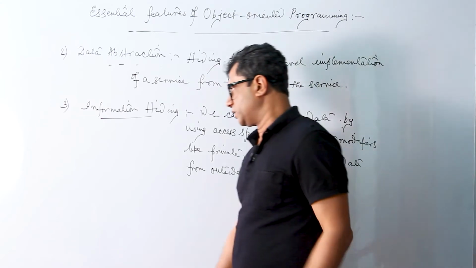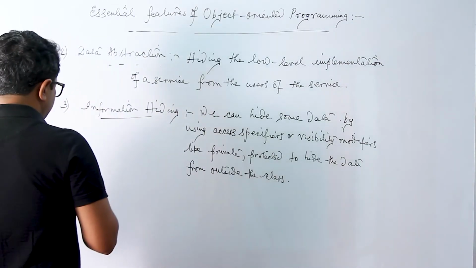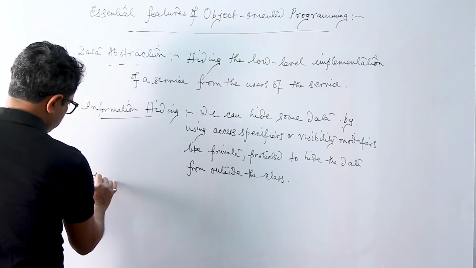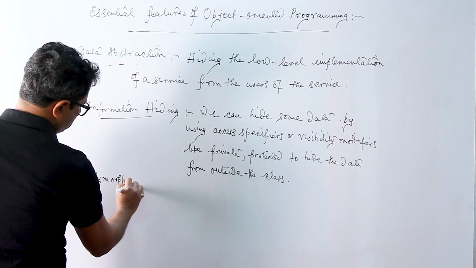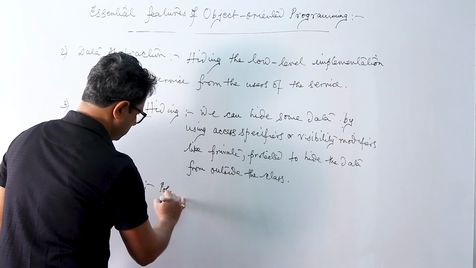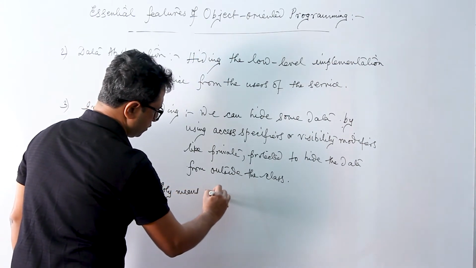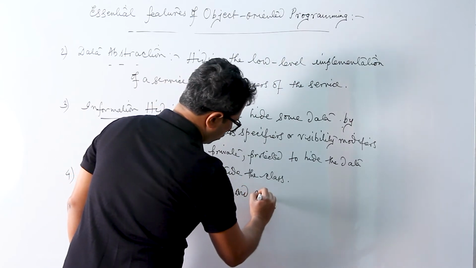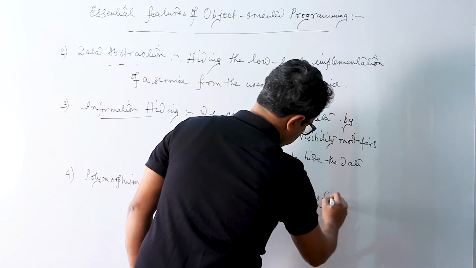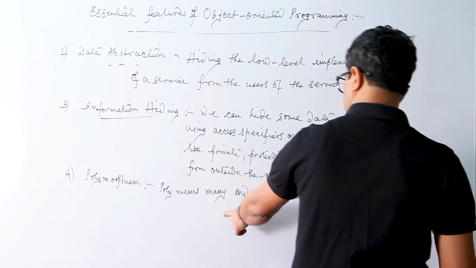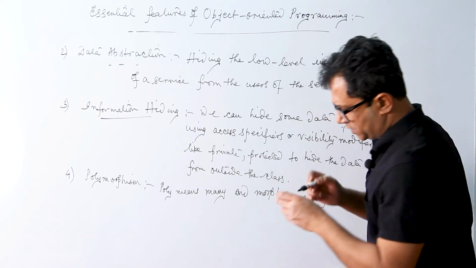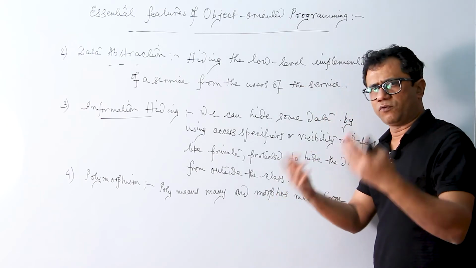So another essential feature is called polymorphism. What is polymorphism? Poly means many, and morphose means form. Poly means many and morphose means form. So from this poly and morphose, this polymorphism comes. That is, polymorphism is nothing but showing different forms.